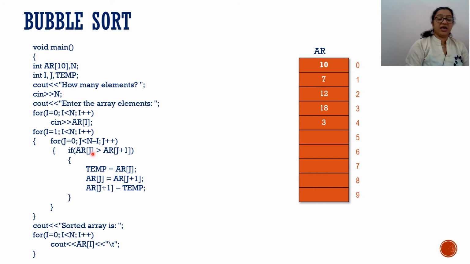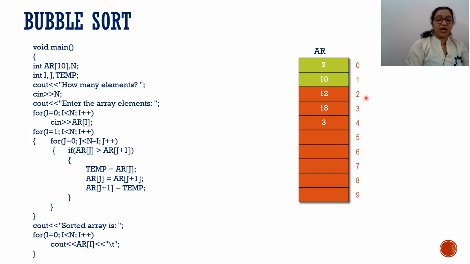Because here AR of 0 is greater than AR of 1, we want to swap it. So swapping is over now. 7 and 10 we moved. Now again we want to move to the next element, that is j plus plus. j plus plus means j is 1 now.